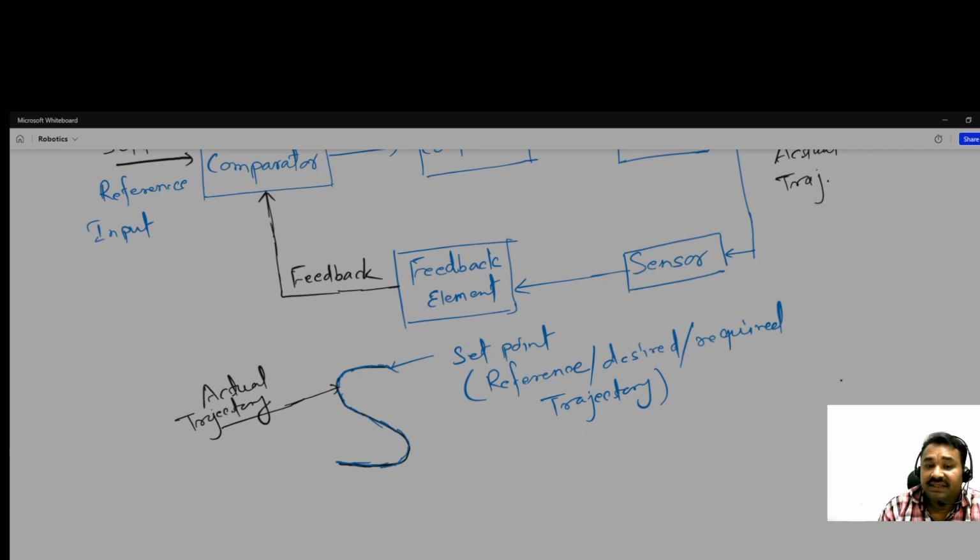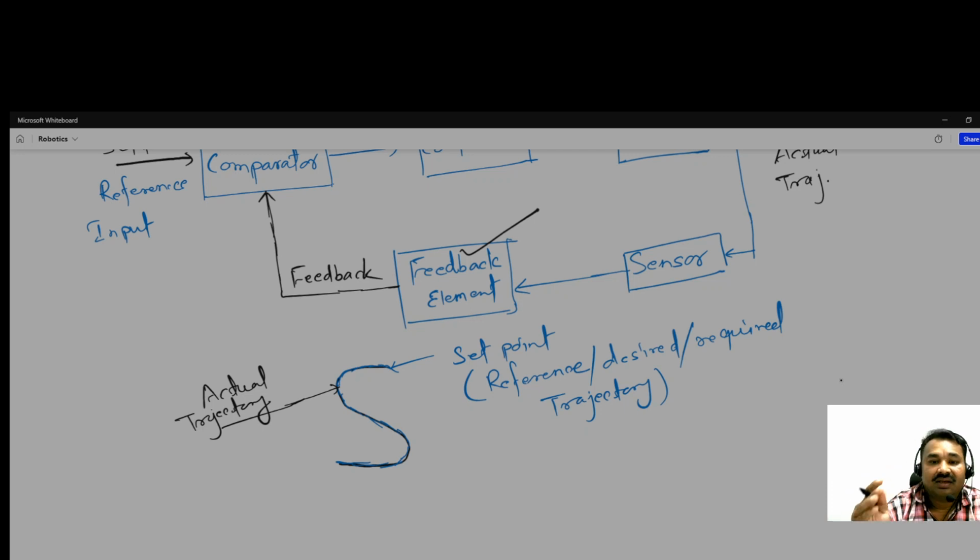Okay, so this is only possible with the help of the feedback system. Which feedback system? The closed feedback system. Without this the robot cannot behave properly. If you tell it to do welding here, it will do the welding, but with some errors which cannot be accepted. That's why controllers are required.